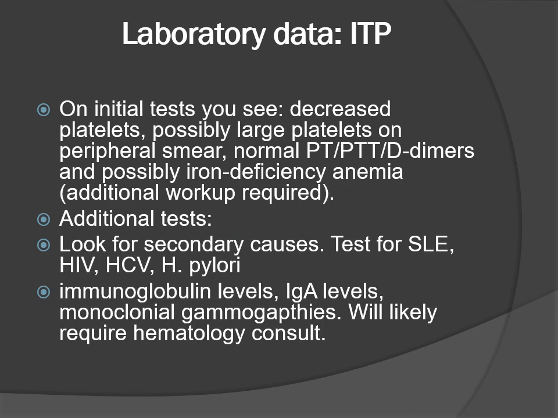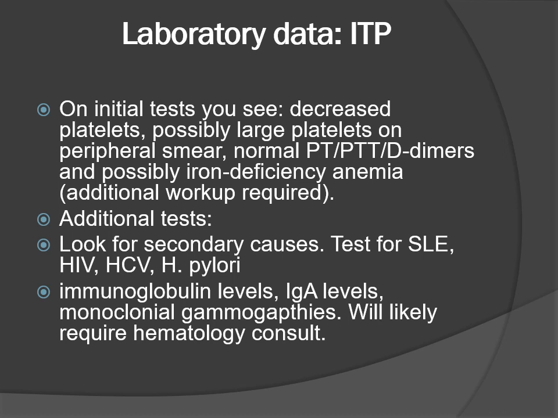So ITP, this one, it's a little more straightforward, so that's good, right? They have decreased platelets. Sometimes you see large platelets on the peripheral smear, not always. They're going to typically have normal PT, normal clotting times. And sometimes they have an iron deficiency anemia, just because this is a little more chronic. A lot of times they have a very slow GI bleed. Those things are not uncommon.